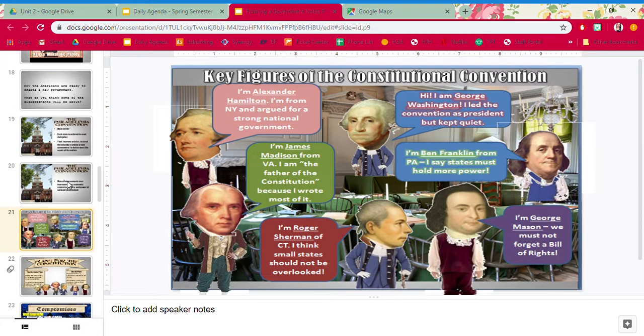Okay. So this little image is showing you some of the key figures from the Constitutional Convention. Alexander Hamilton was actually nominated by New York to attend, and he's going to argue for a strong national government. James Madison is sent from Virginia, and he is considered the father of the Constitution because he wrote most of it. Roger Sherman from Connecticut wanted to make sure that small states wouldn't be overlooked. George Mason said, hey guys, don't forget a Bill of Rights, and we'll learn about that. Ben Franklin from Pennsylvania said he thought the states should hold more power than the national government. And George Washington, of course you know him, is going to be the president of the convention, and he's mostly going to keep pretty quiet. Good old George.